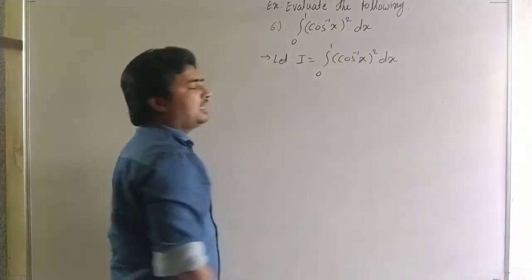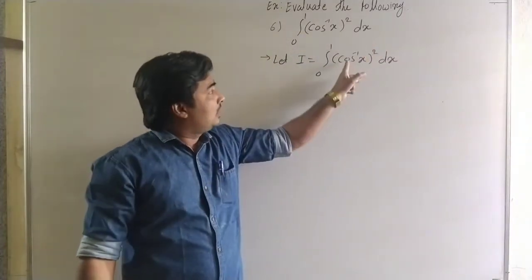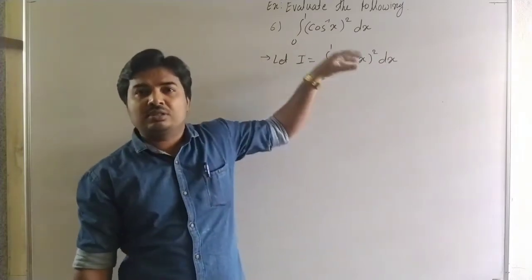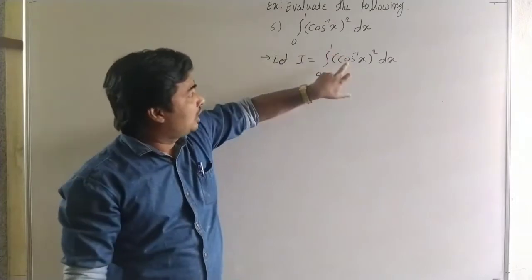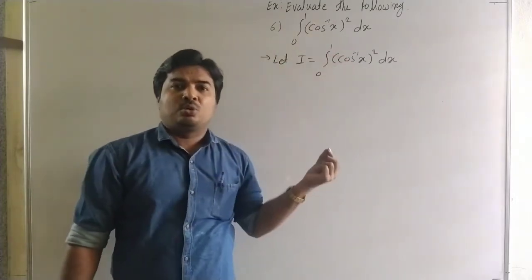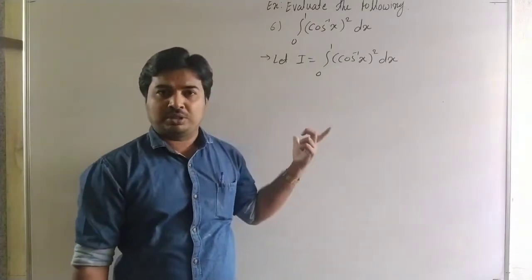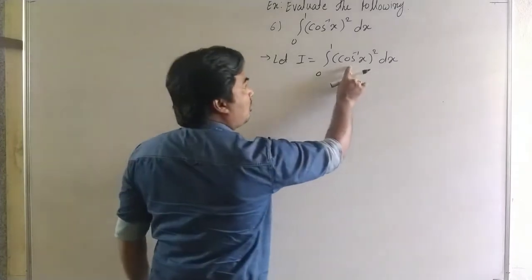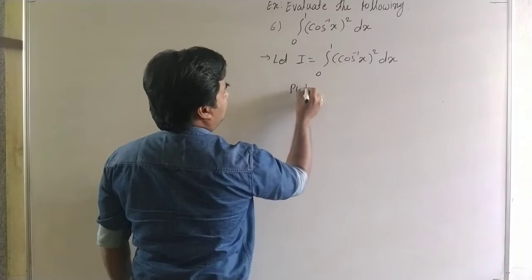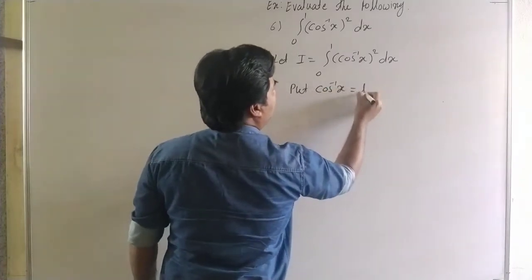Now see carefully here: cos inverse x whole square. Cos inverse x is a standard function, but it is cos inverse x whole square, so it is in the form of a composite. To find the integrals of a composite function we use the substitution method. Here we put cos inverse x equal to t.